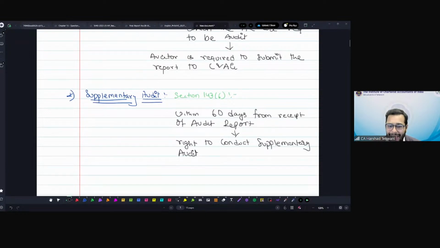See, why I will not say review, because when it comes to the definition of review, it is just only inquiry and analytical procedures. Here I am asking you to perform some additional audit procedures. Okay, sir. You are required to check something. You are required to provide me some additional information. So that's why it is known as a supplementary audit rather than a supplementary review.